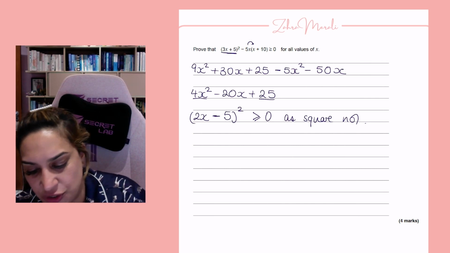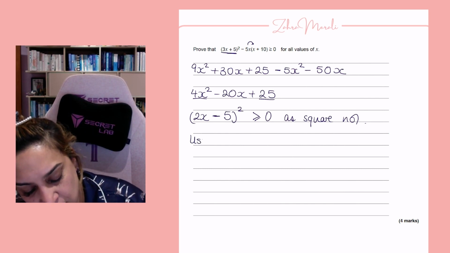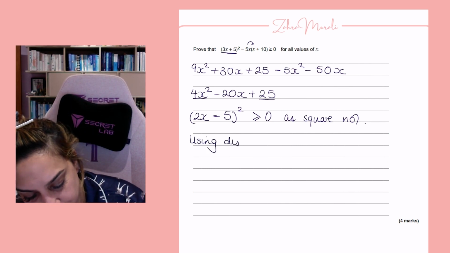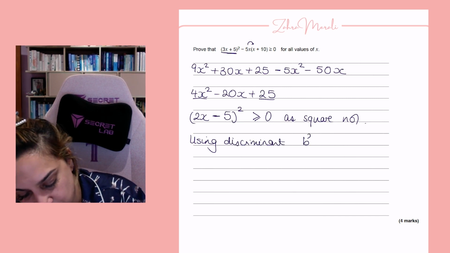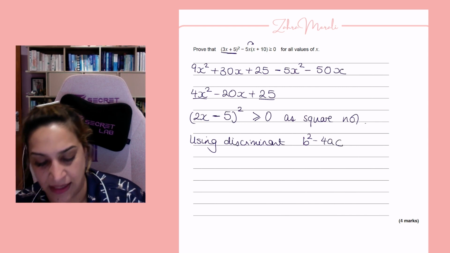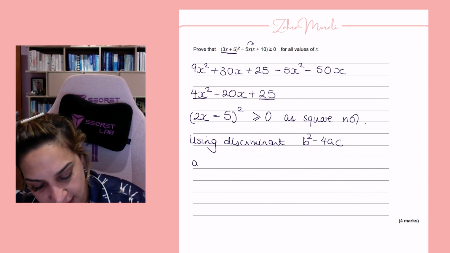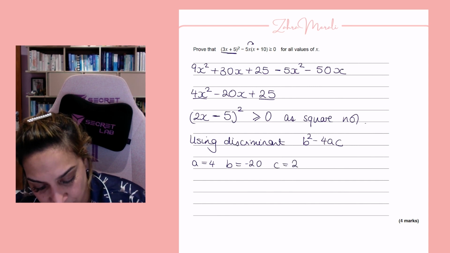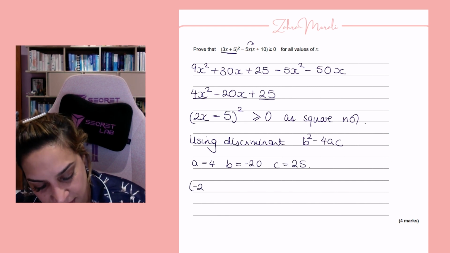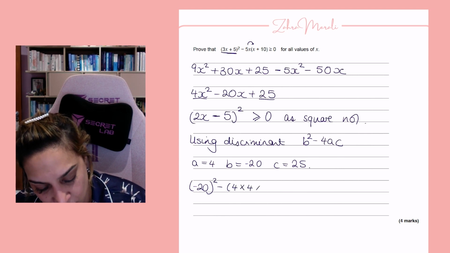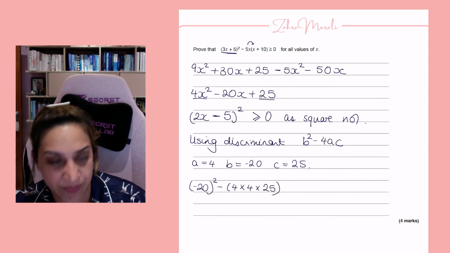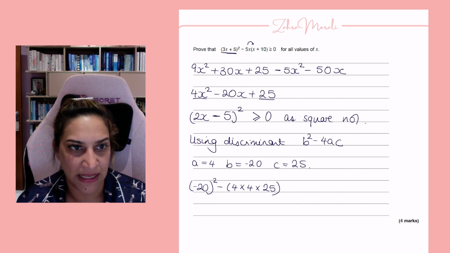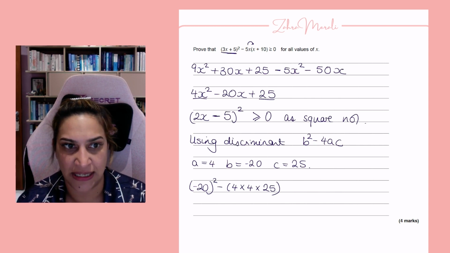The other method you could use is using the discriminant. Now the discriminant, if you remember, is b squared minus 4ac. In this question, a is 4, b is minus 20, and c is 25. So we get minus 20 squared minus 4 times 25. Okay? And you could calculate that.